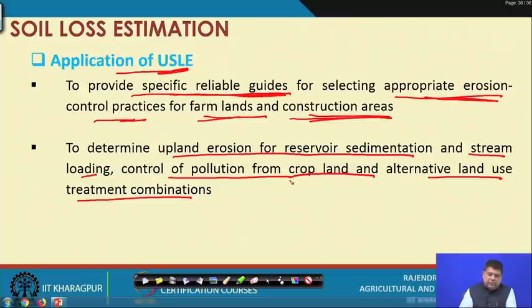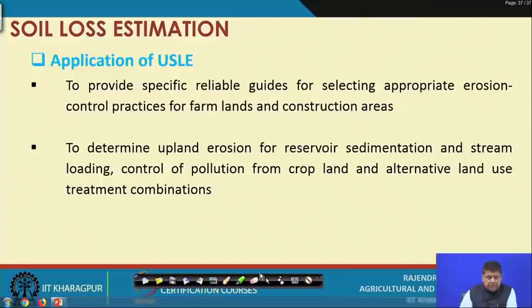we have to control erosion on the upland side, that means the catchment from where the water is reaching a particular reservoir or a particular stream. So, for controlling that, what kind of land use treatment combinations we have to use can be found by applying the universal soil loss equation. These are the important applications.